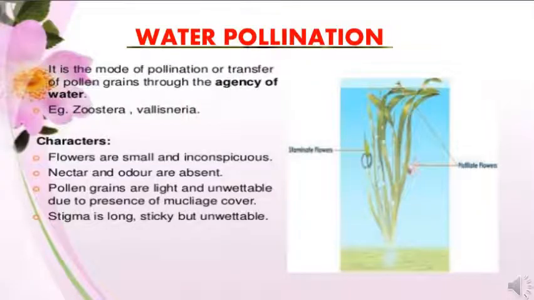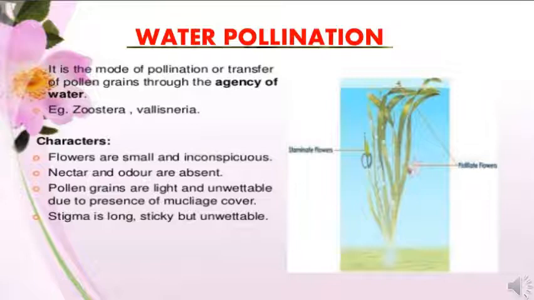Water pollination. It is a mode of pollination or transfer of pollen grains through the agency of water. It occurs in the aquatic plants such as Hydrilla, Vallisneria. In Vallisneria, the mature male flowers from the male plants detach and float passively. On coming in contact with female flower, their pollen grains are transferred to the stigma by the rupture of anthers.